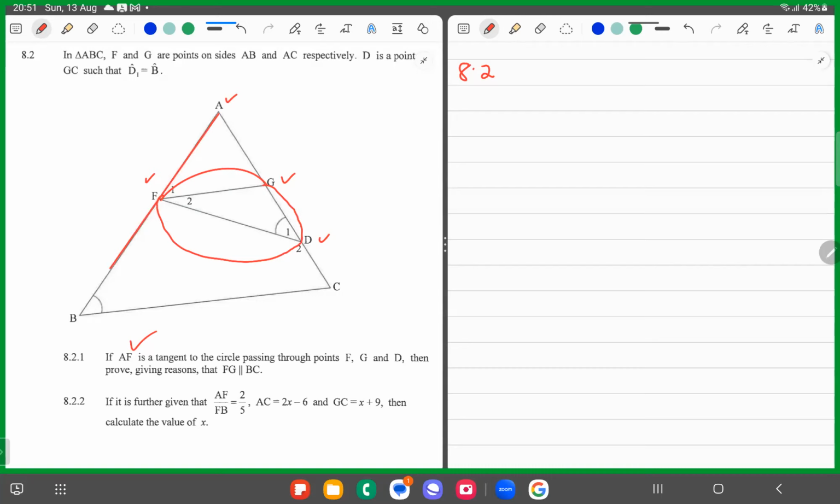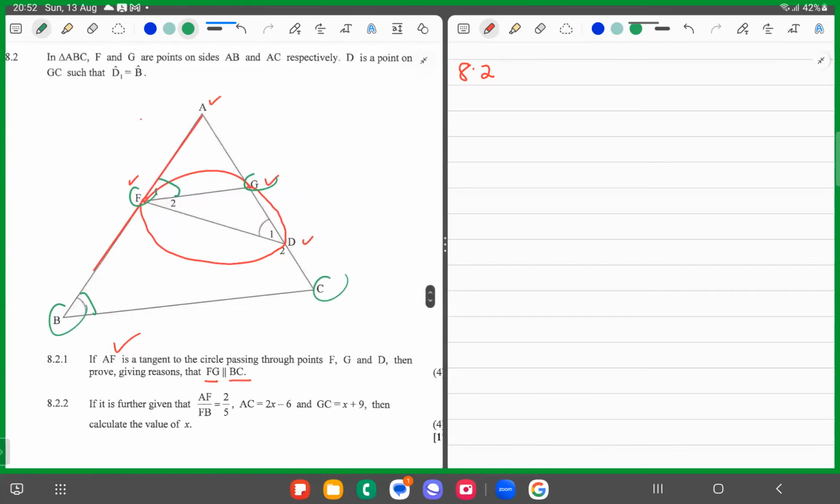Then prove, giving reasons, that FG is parallel to BC. So we need to show that FG is parallel to BC. If these two are parallel, it would mean that this angle equals this. That would mean angle F1 equals angle B. So let's see what we get with that. We're looking at 8.2.1.